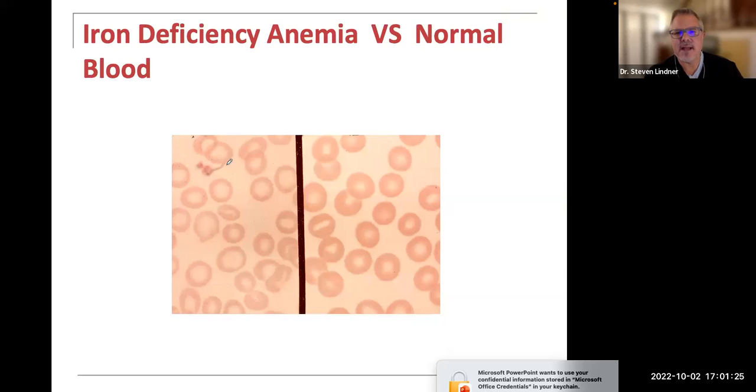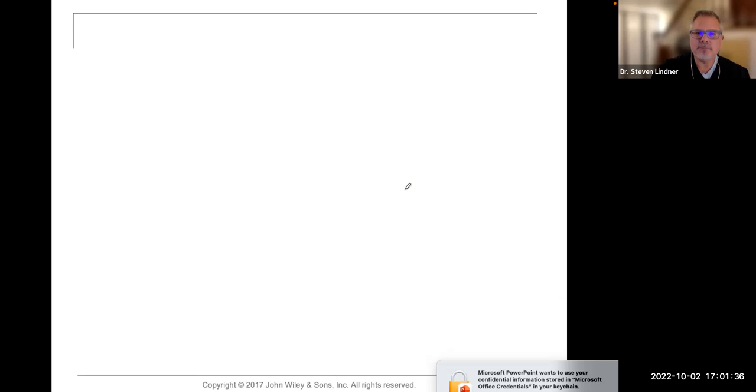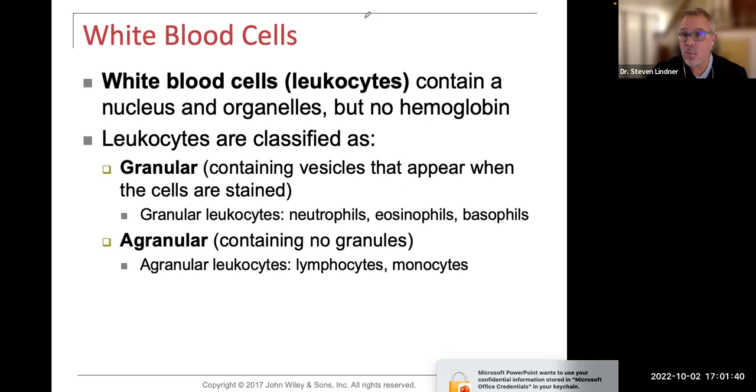On the left-hand side, this is iron deficiency anemia. You can see how it's really hypochromic compared to these cells on the right-hand side that are normal. Okay, when we come back, we'll look at white blood cells.